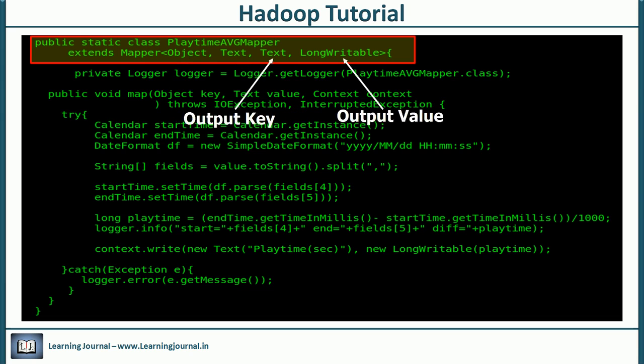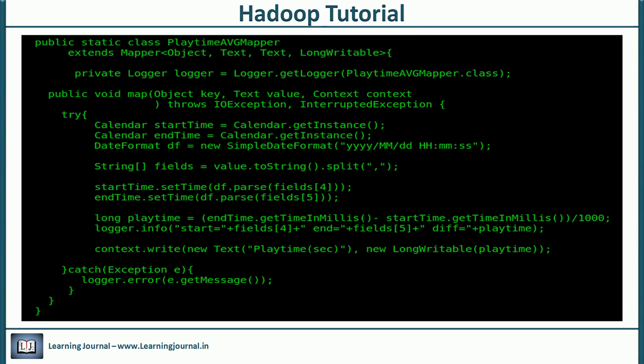The next two parameters are data types for map output. We have taken the key as a text and value as long writable. Choosing a right data type is critical, and we choose them based on our data file and the logic that we want to implement. We prefer long as an output type because we will pass playtime duration, and that's a number, right? Rest of the code is straightforward. We are splitting the line using a comma, taking the fourth and fifth fields, calculating the difference in seconds.